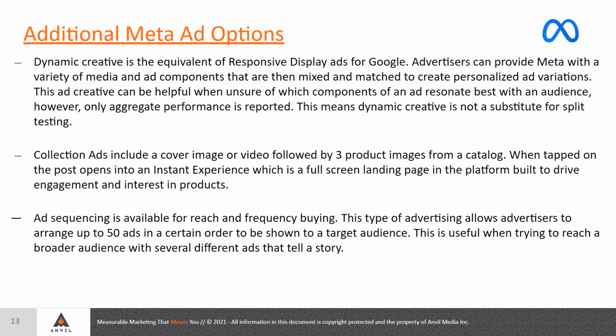These are going to be specific to e-commerce clients. What you'll do is upload an image or a video, and then you'll use your product catalog uploaded to Meta, and it can pull in product images. And when someone clicks on those ads, it opens a full screen instant experience where it's kind of like an online store. People can scroll through your different products right in the platform and shop straight from it.